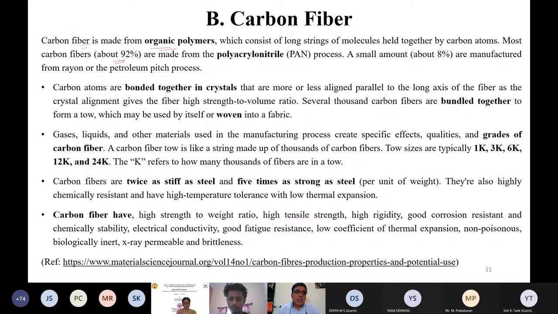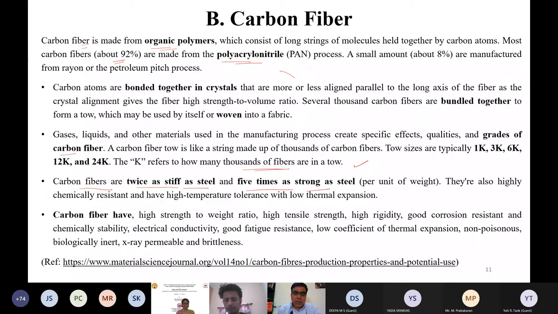It will have as high as 90% carbon. Or of course, you add some kind of PAN process, and then they are all converted into bundles. This way, we have lots of carbon fibers in different categories. The sizes vary, like 1K, 3K, 6K. K refers to how many thousands of fibers are used in a single bundle. All right. So you know that carbon fibers are twice as stiff as steel and five times as strong as steel. Okay. So this again comes under the category of advanced composite.